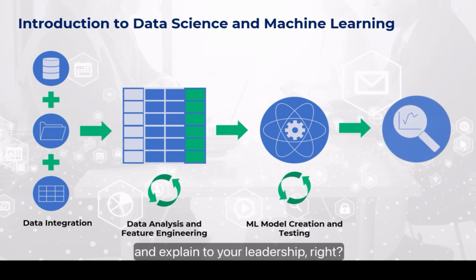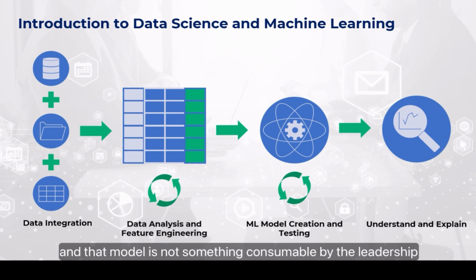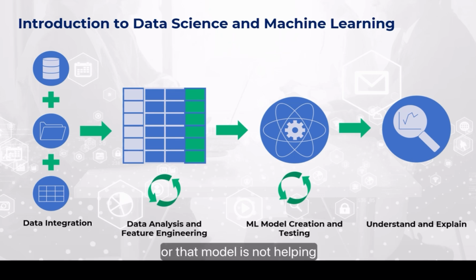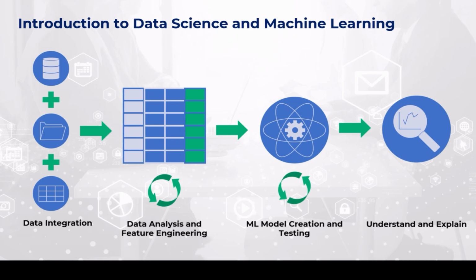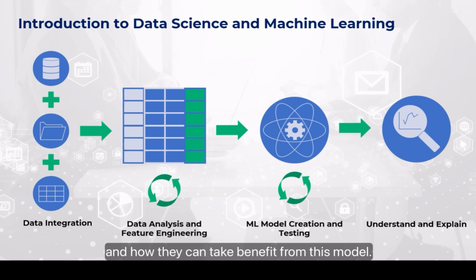Once your algorithm has been set and a model has been prepared, you take that model and explain it to your leadership, right? Because at the end, if you create a model and that model is not consumable by the leadership, or is not helping the decision makers take any decision, then there is no point in it. So you take the model and either build a visualization on top of it, or build a report on top of it, and make your leadership understand. You explain to them what the model output is and how they can benefit from this model.